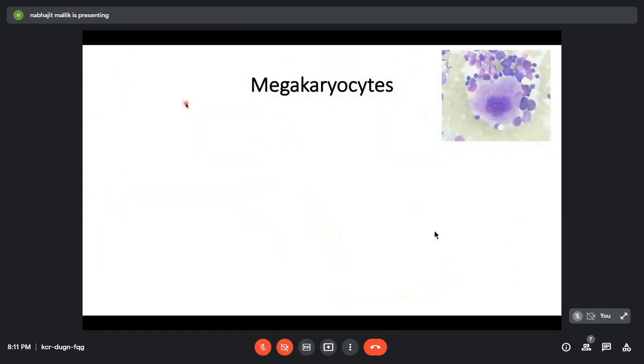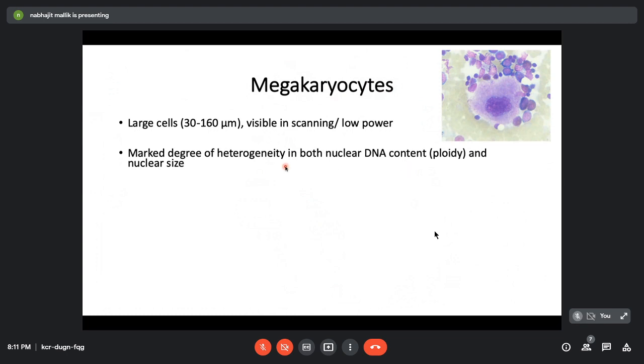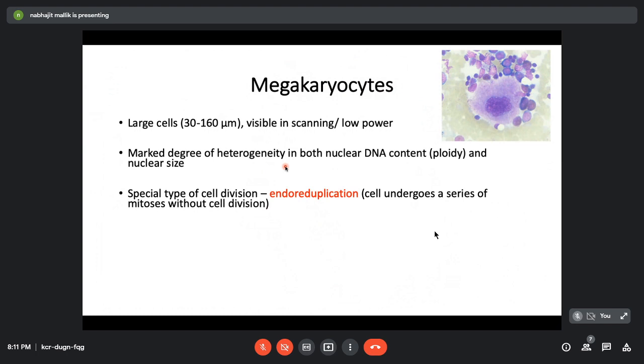Now we come to the megakaryocytes. Now, megakaryocyte assessment, what do we do here? We study large cells. Megakaryocytes are basically very large cells, around 30 to 160 microns in diameter, and they are visible in scanning and low power. And there is a marked degree of heterogeneity in both nuclear DNA content and nuclear size. Why is this happening? Because of endoreduplication. This is something that we learned in the last class.